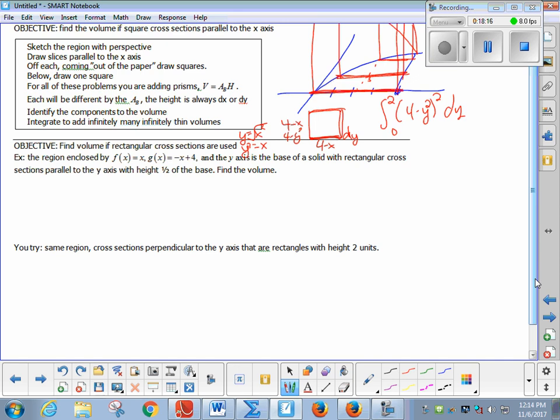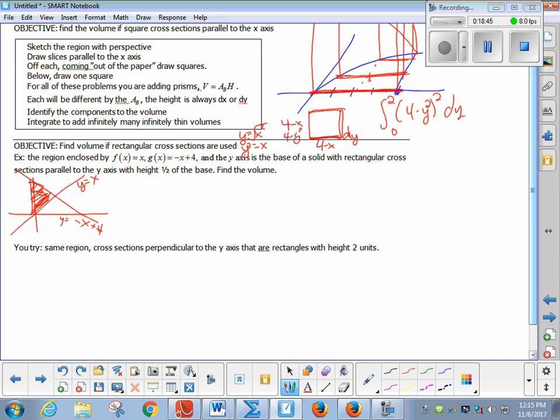So, rectangular cross sections. This time, in order to get a little different region, let's say we look at, in two dimensions, y equals x and y equals negative x plus 4, and the y-axis. So this region in two dimensions is the region we're going to build off of now.